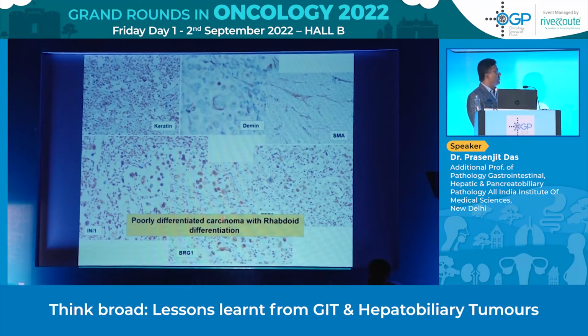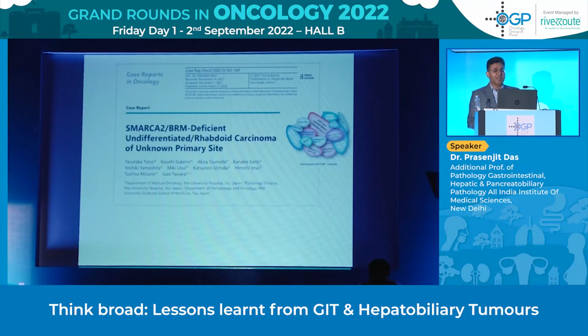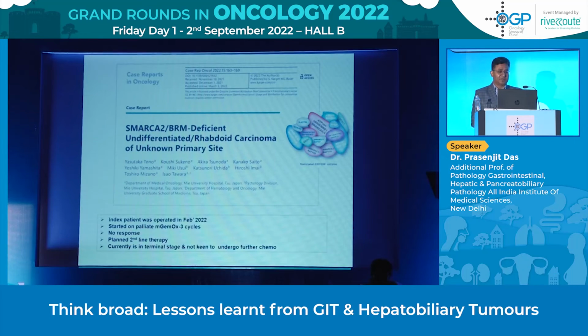This is also an example of poorly differentiated carcinoma of the gallbladder with rhabdoid differentiation. And as I've already highlighted, not always INI and BRG can be lost. There are other proteins or members. There are 29 genes in this complex. Any one can be mutated and the protein can be lost. See this example where BRM deficient undifferentiated carcinoma with rhabdoid differentiation has been described.